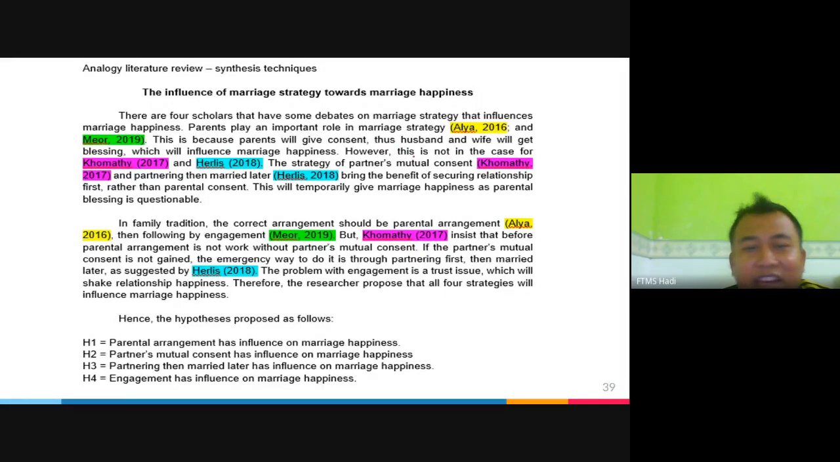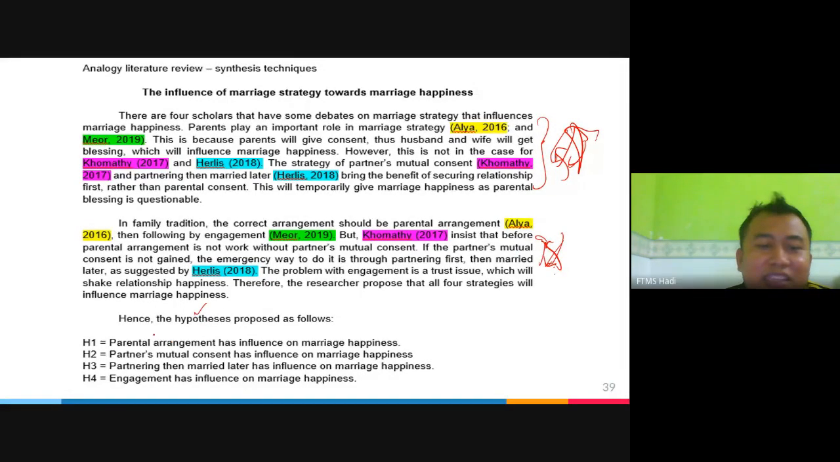However, it's not the case for Komati and Herlis. Komati and Herlis do not agree with those two. The strategy of partner mutual consent, and then partnering that married later will be beneficial, and so on. So that means there is a clash between statements. In the family tradition, it should be this one. So that means it's a clash of opinion between those scholars.